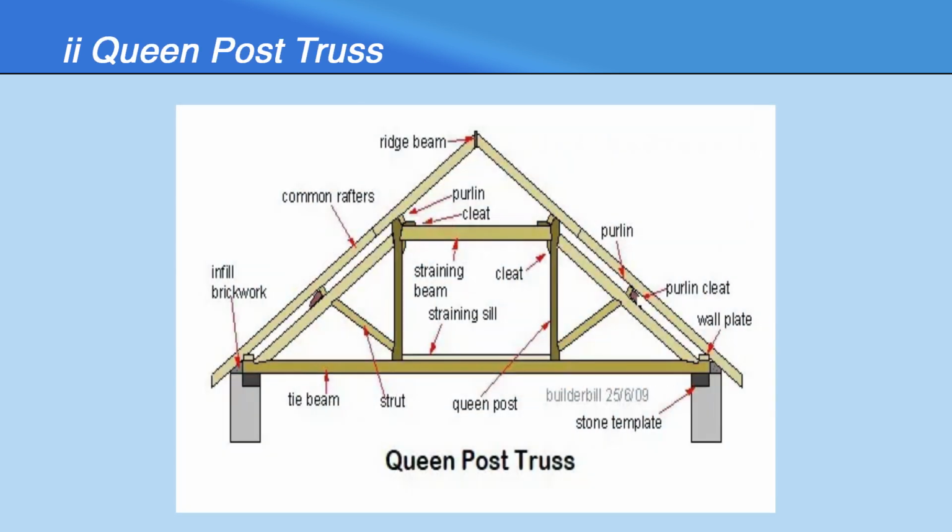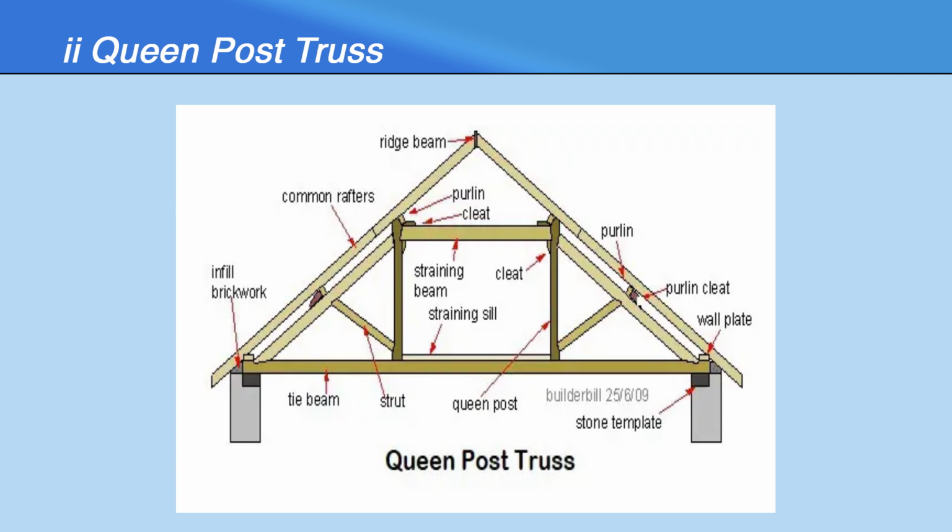Second, queen post roof truss. This truss consists of 2 queen posts, 2 principal rafters, struts, tie beam, straining beam and purlins. The upper ends of the queen posts are kept apart by a horizontal member called a straining beam. A straining sill is also provided on the tie beam to resist the thrust of the struts. The queen post truss is suitable for a roof span of 9 to 14 meters.